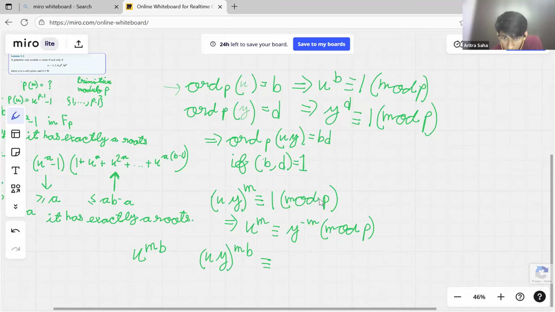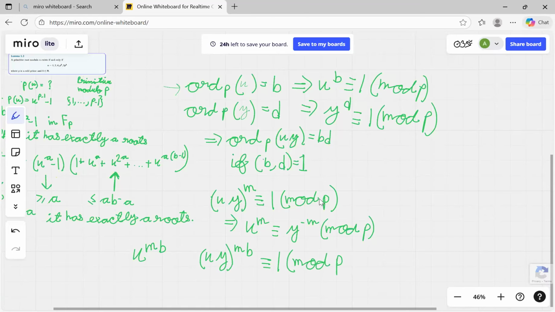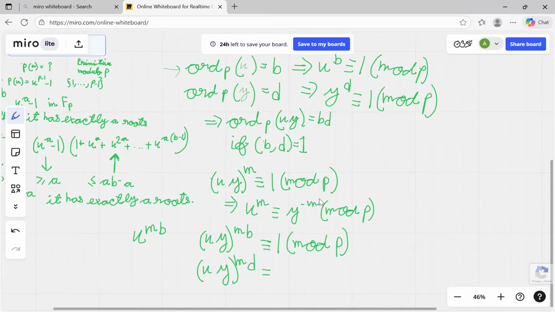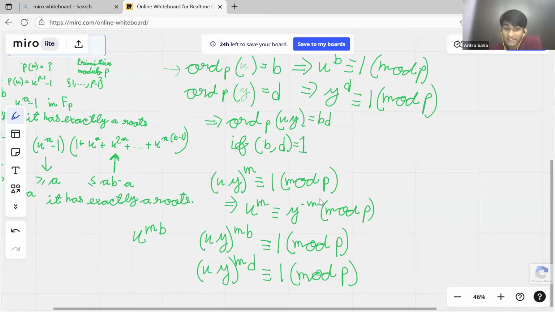Okay, so x to the power mb is 1 mod p, and in that we will also have y to the power md, since d divides m. So y to the mb has to be 1 mod p, and similarly the order would divide mb and md basically, right?